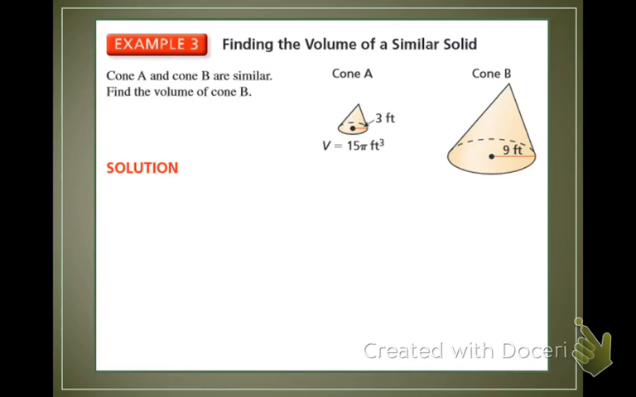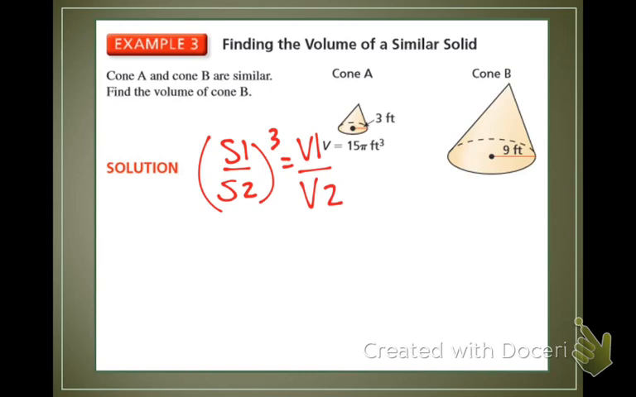Cone A and cone B are similar. Find the volume of cone B. This is actually not new. What is the formula for it? Side 1 over side 2 cubed equals volume of the first over the volume of the second. What side did they give you on the first? They gave me 3. And then the second? 9.